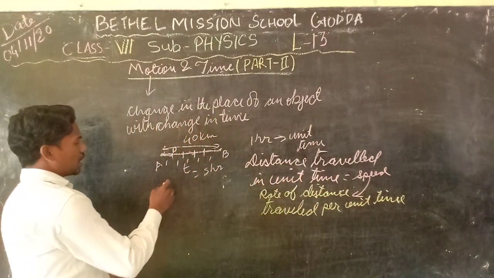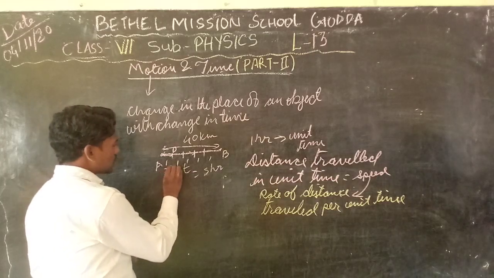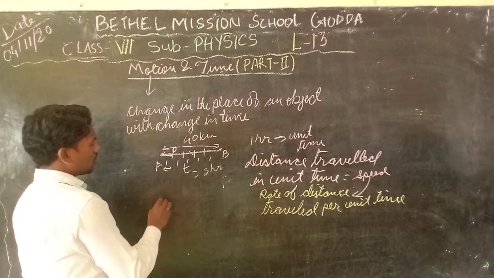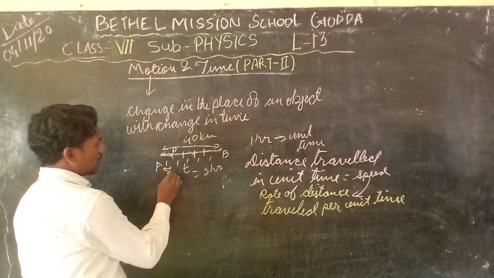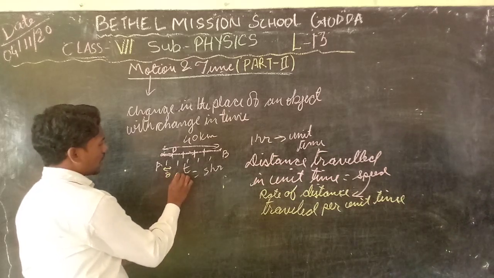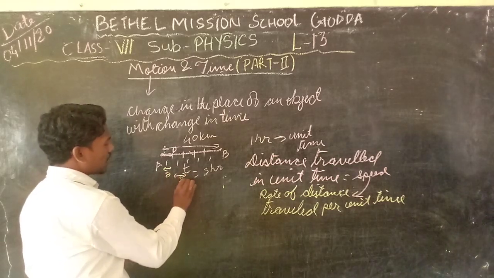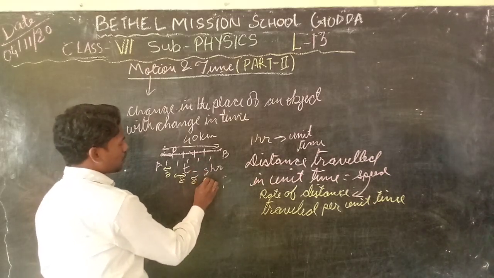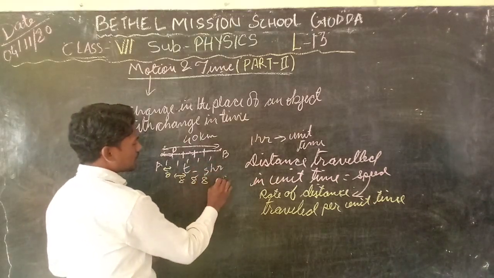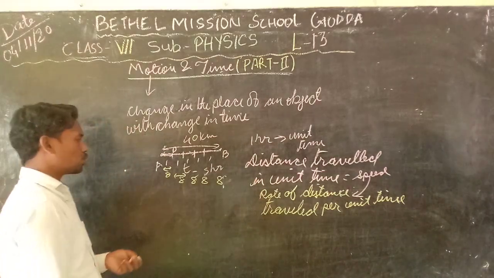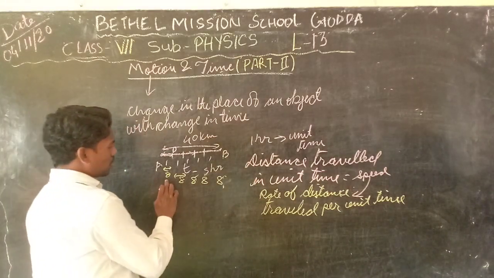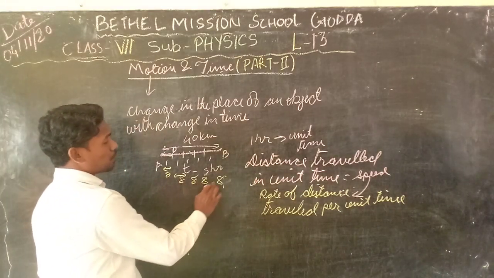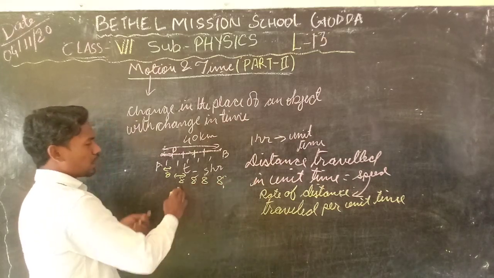So it can be that in the first hour, the distance traveled is, let us say, 8 kilometers, and in the next hour again 8 kilometers, in the third hour 8 kilometers, and 8 in the fourth and fifth hour also. So as a whole, 8 plus 8 plus 8 plus 8 plus 8, total 40 kilometers.